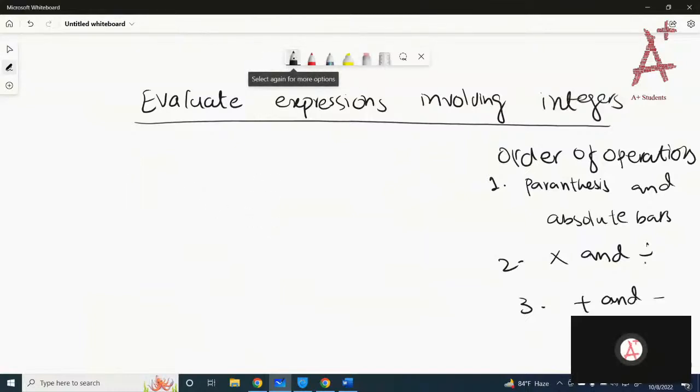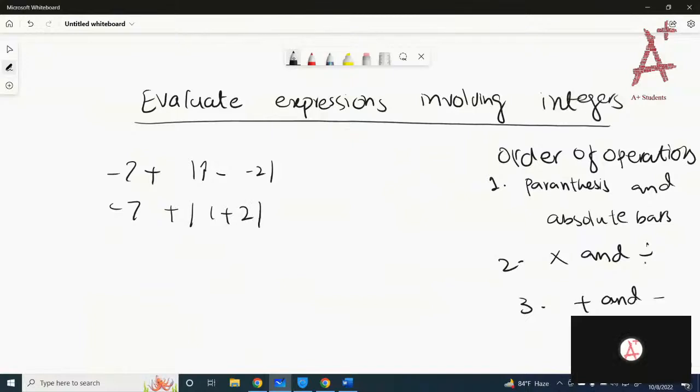So it would be negative 7 plus 1 minus negative 2. Subtracting a negative number is the same as adding the number. Got it? So negative and negative, it would be 1 plus 2. So 1 plus 2 is 3. You have to find the absolute value of 3.